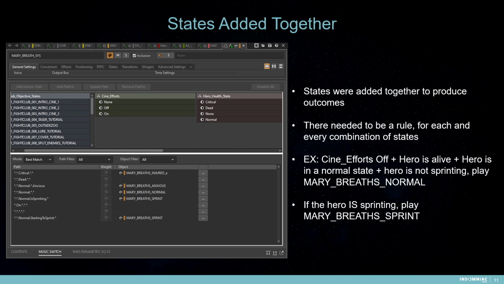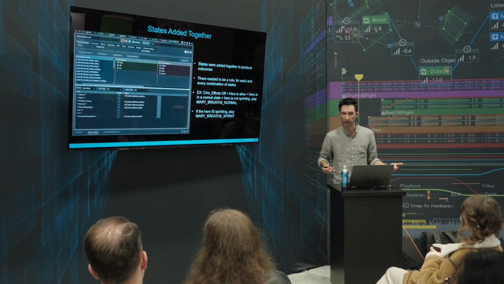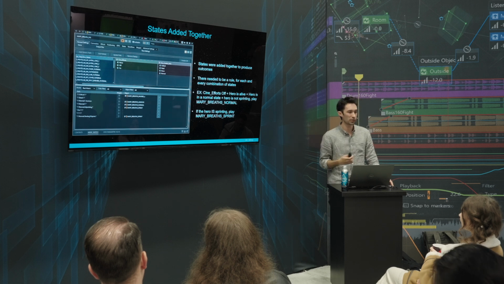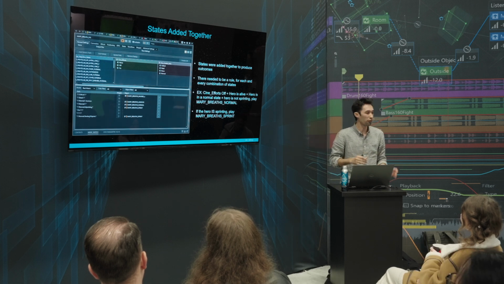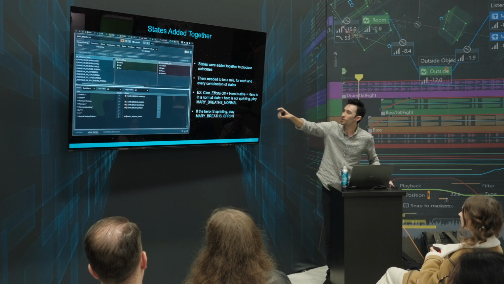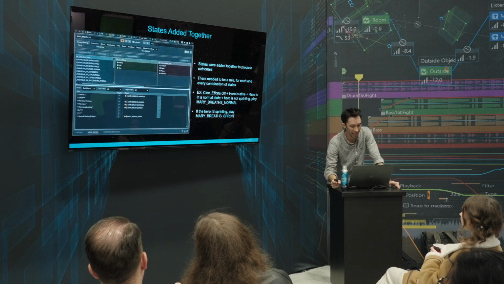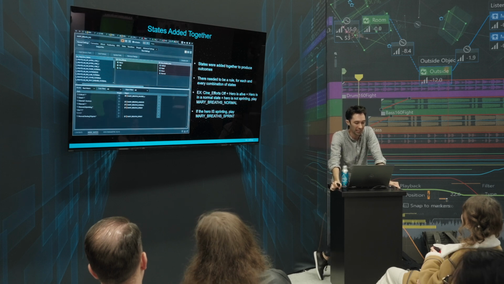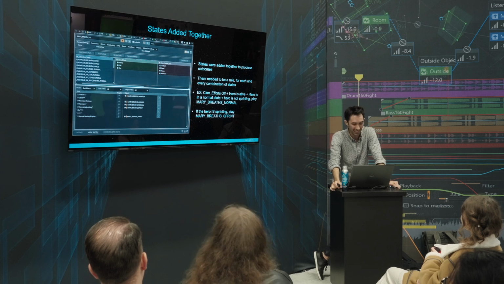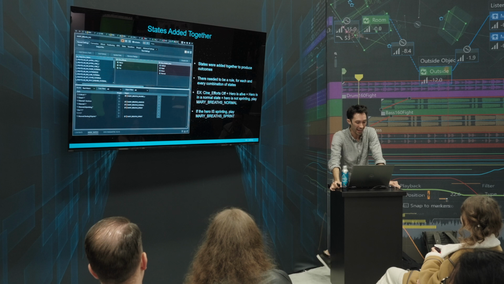And this state is basically a general state that we would apply to mute the breathing system in cinematics, since the breathing system was always running, it was always playing, so we had to figure out when to mute it when we didn't want it to play. So, for example, in the cinematics, we're muting the breathing, but if we're not muting the breathing, then this state is off. So, an example of a combination of states here is if the cine efforts are off, plus the hero is alive, plus the hero is in a normal state, plus the hero is not sprinting, then play Mary Brett's normal. And it's a combination.